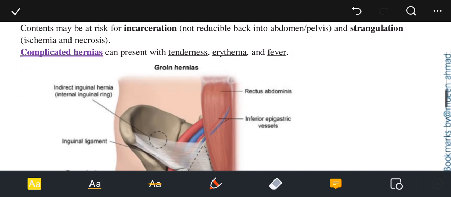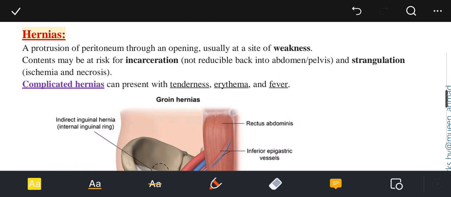The next point is present over here. This is about the hernias. Hernias are a protrusion of the peritoneum through the opening, usually at a site of weakness. So basically, protrusion is happening at a site of weakness.